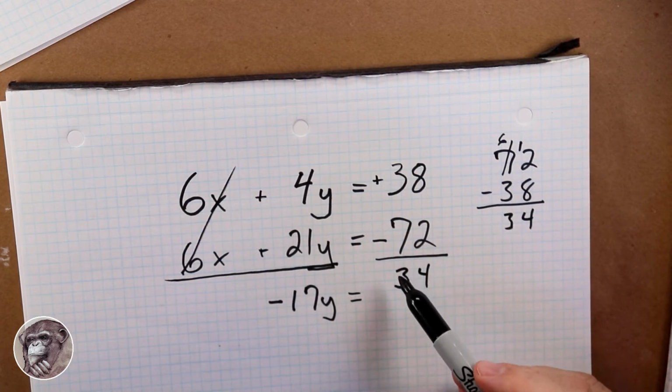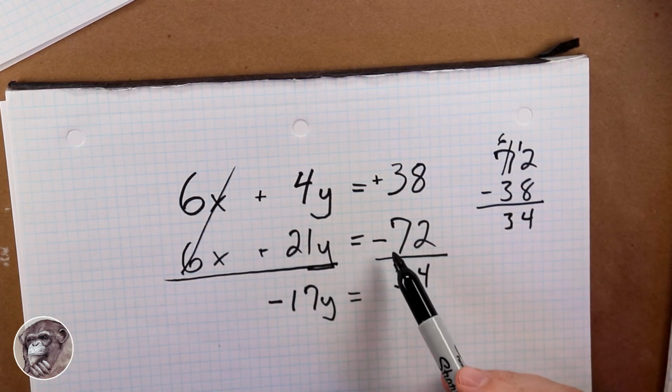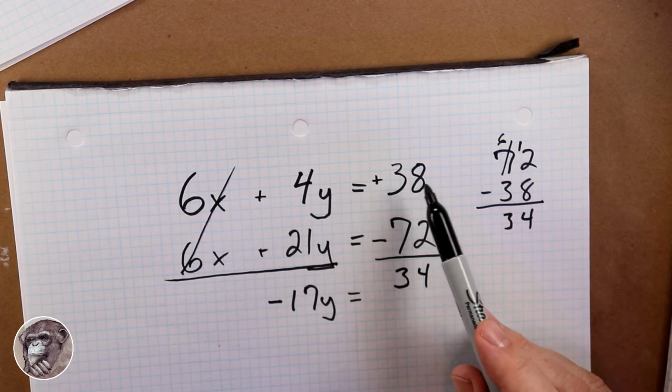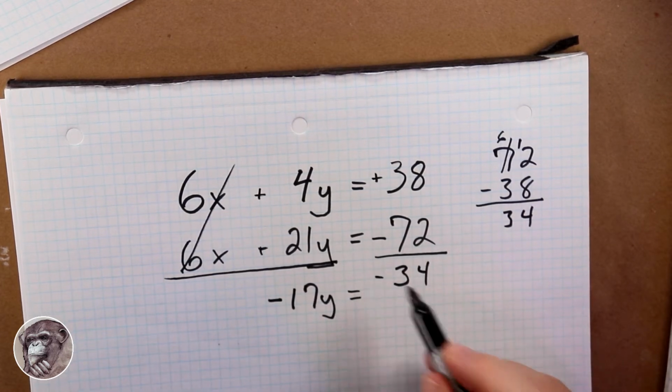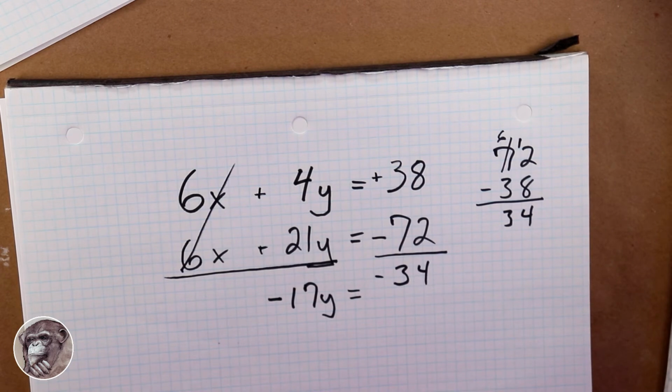All right. For these problems, what you have to remember, you learn this in middle school, is when you switch them like this, you go back to the original and you keep the sign of the larger number. So the larger number here was 72. So it's a negative 34. So I have a negative 34 here and a negative 17 here.